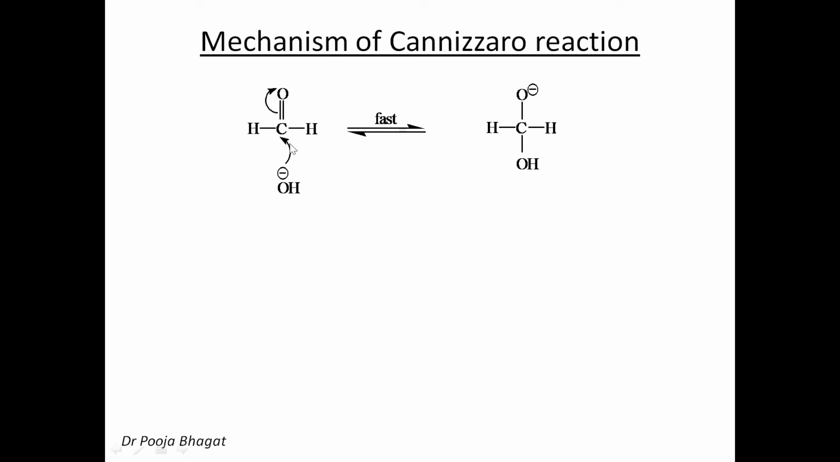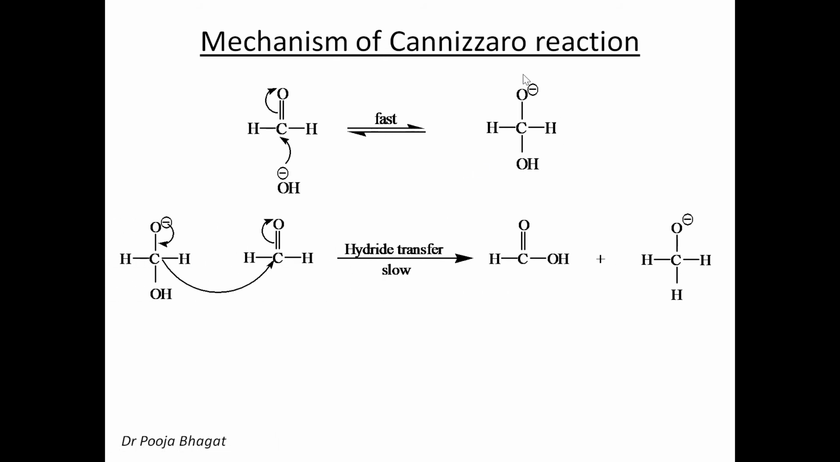So OH negative will attack the carbon and the pi electrons will be shifted towards the oxygen. Now there is a single bond between carbon and OH, and O with the negative charge. This is a fast reaction and you will get CHOH and O negative. Then the next step.